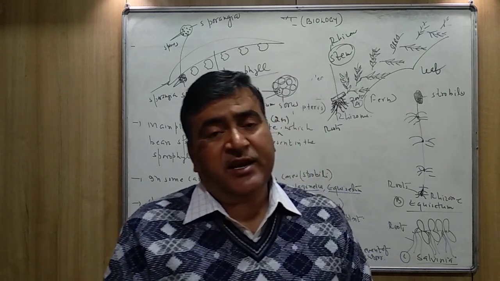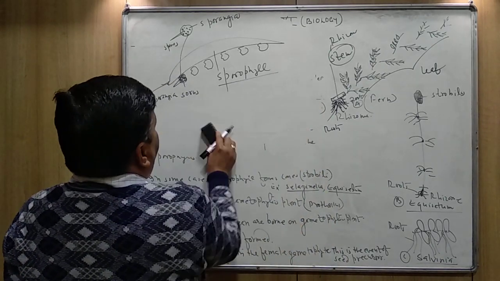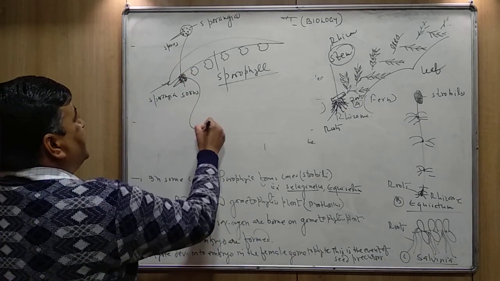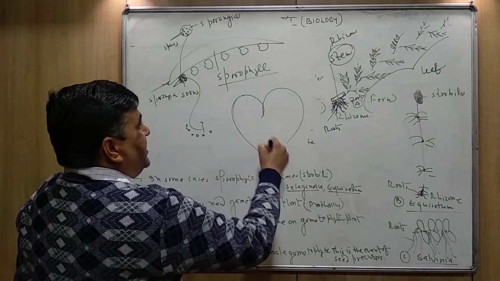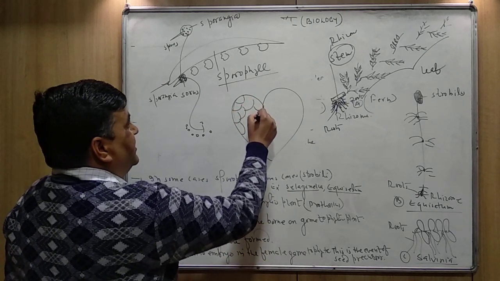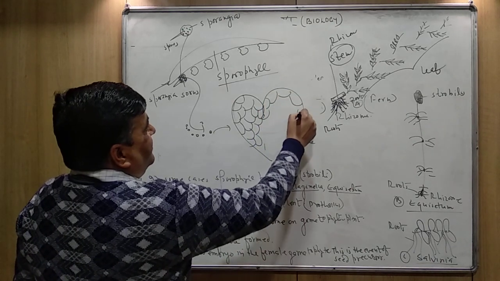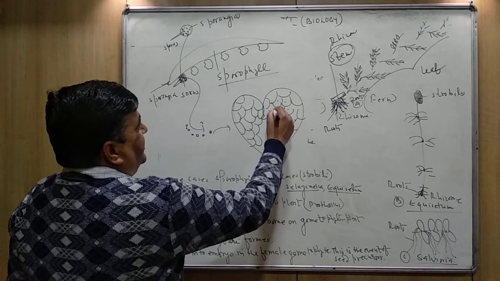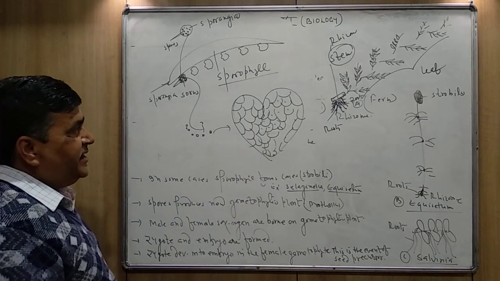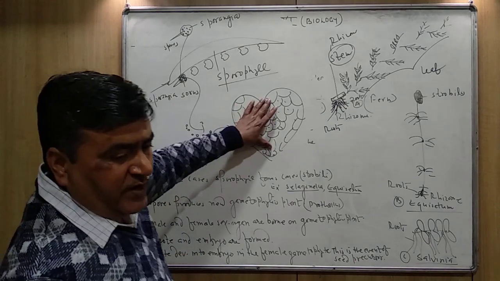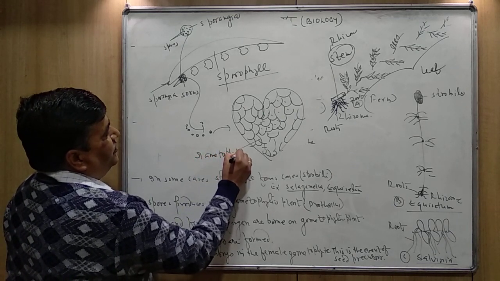When the spores are matured, they are liberated from the leaf. The spores are coming from the leaf. Suppose these are the spores, and then they form a multicellular gametophytic plant in the soil. Each spore can produce a gametophytic plant, and this gametophytic plant is multicellular, made up of so many cells. The gametophytic plant is thalloid in nature. This gametophytic plant is also known as prothallus.